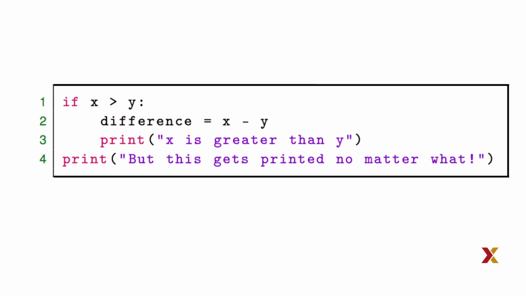Here's an example of a compound statement with one clause. Line 1 here is the header line, and lines 2 and 3 form the block of code. Let's look at this compound statement in a little bit more detail. On line 1, we first ask if x is greater than y, followed by a colon. If this is true, if x really is greater than y, then Python will run lines 2 and 3. On line 2, we're calculating the difference as x minus y, and on line 3, we're printing out the message x is greater than y. Regardless of what happens with the comparison, line 4 will always get printed.